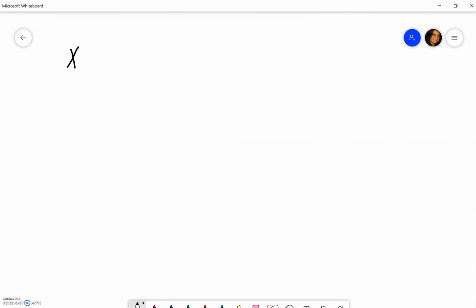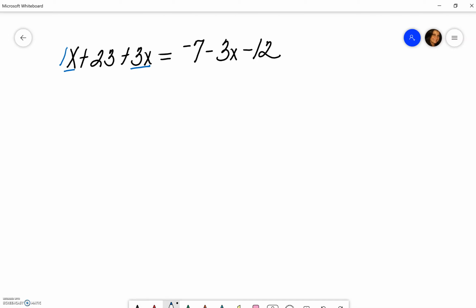So if I have something like x plus 23 plus 3x, and that equals negative 7 minus 3x minus 12. So the first thing you want to do before I start shifting things over, I'm going to see what I can combine first to start minimizing my numbers. So over here on the left, I can see I can take these two, and remember this is a 1x. I'm going to go ahead and add those up. So that's a 4x, and we did nothing with the 23, so I'm just going to write it as plus 23. All we did was take this and this, and we added it up.